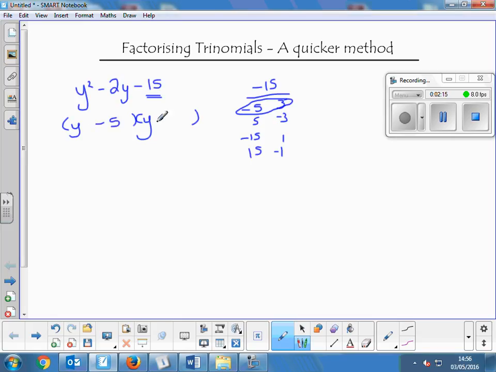So I can put them into the bracket. With these kind of ones, it doesn't matter which order I put them in. So that's it. Done. So we've got y minus 5 and y add 3. And a quick way of checking with these kind of questions, and it'll make more sense when you're doing ones with a non-unitary coefficient for y squared, is that when you multiply the two outsides, you'll get positive 3y, and when you multiply the two insides, you get negative 5y. And these two terms should add together to get your negative 2, and they do.